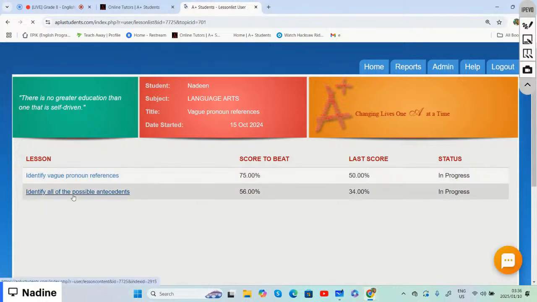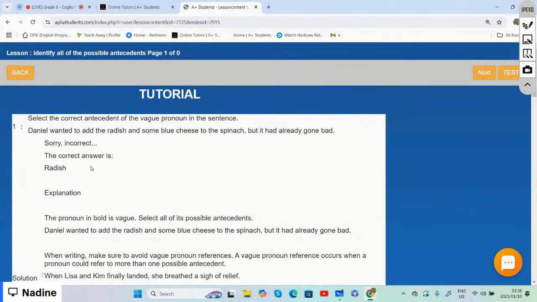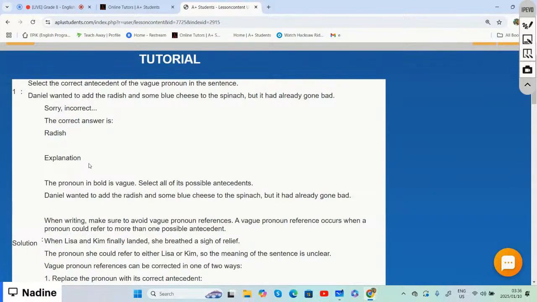All right, so now we're going to identify all the possible antecedents. And remember, we said that an antecedent is the noun or the noun phrase that the pronoun refers to. So, a pronoun takes the place of the noun, and then that noun or noun phrase that the pronoun refers to is the antecedent.